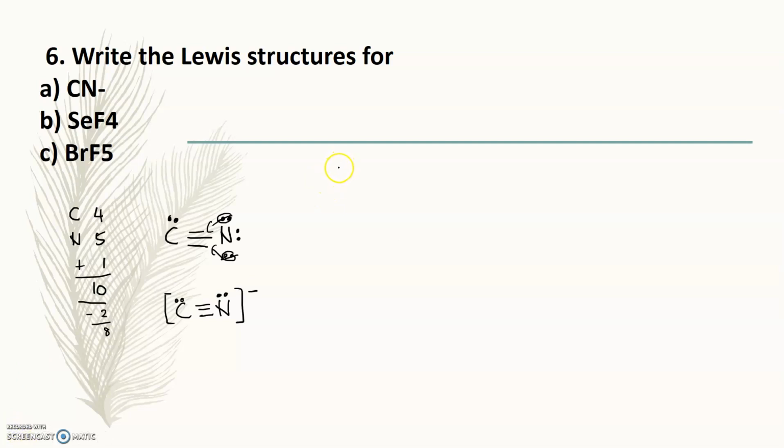Next compound for B, selenium tetrafluoride. Selenium comes from group 16, so 6 valence electrons. Fluorine is group 17, 7 valence electrons. There are 4 fluorine atoms, times 4 is 28, plus 6, 34.